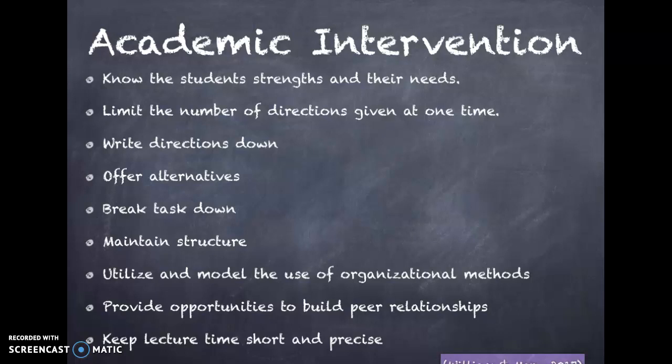We can limit the number of directions we give at one time, so breaking those down into simpler steps. Once the child's completed those steps, moving on to the next. Write directions down. That way, if they happen to forget or get distracted, they can go back and look at the written directions. Offer alternatives.